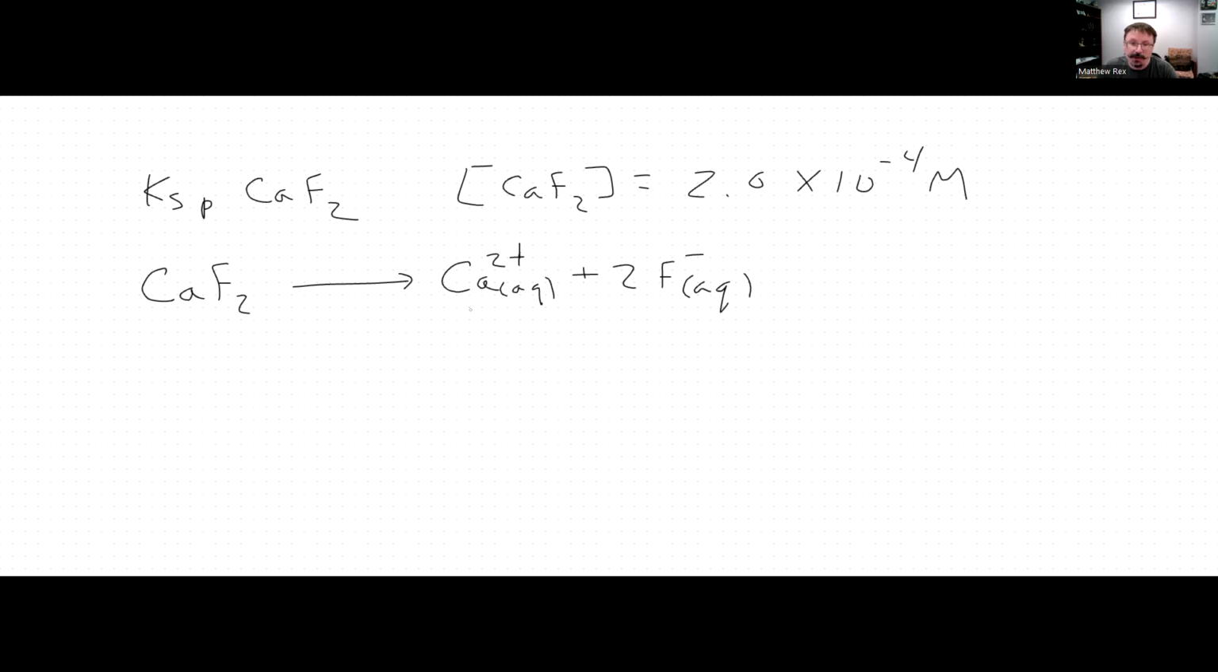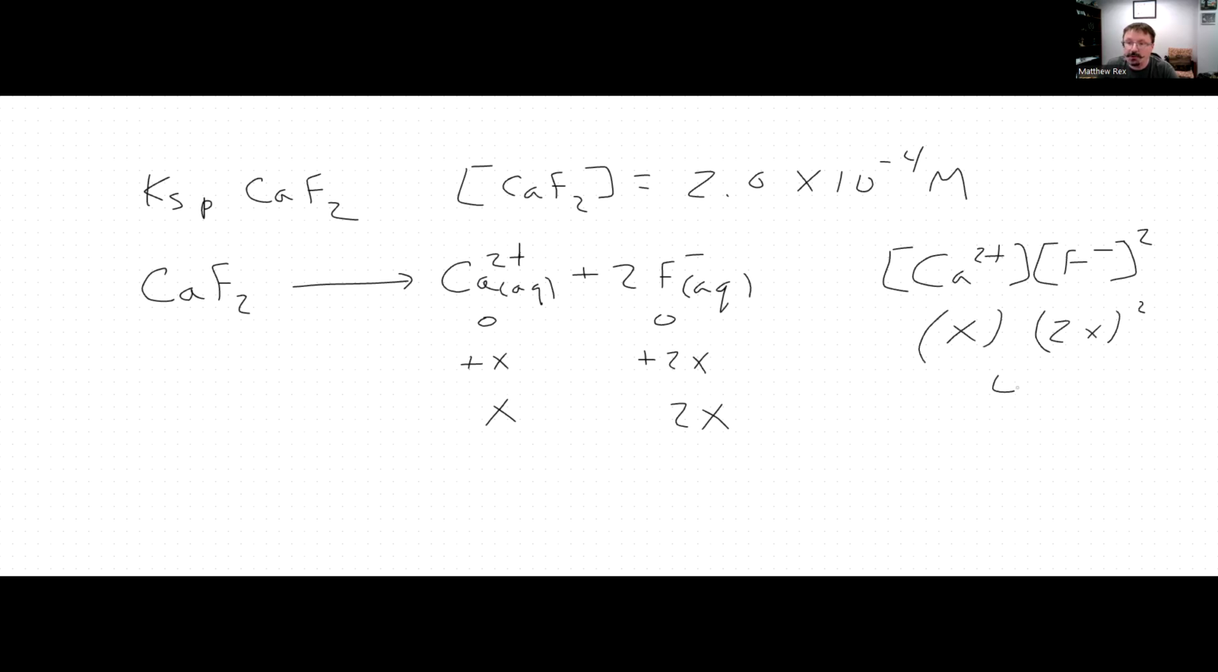So normally, we'd write out our ice table. We have 0 of these. We're going to form x of these and 2x of these. So at equilibrium, we'd have x and 2x. And our equilibrium expression would look like that. And what we put in here would be x times 2x squared. So at the end, we'd have 4x cubed, but we don't have to put x in there.